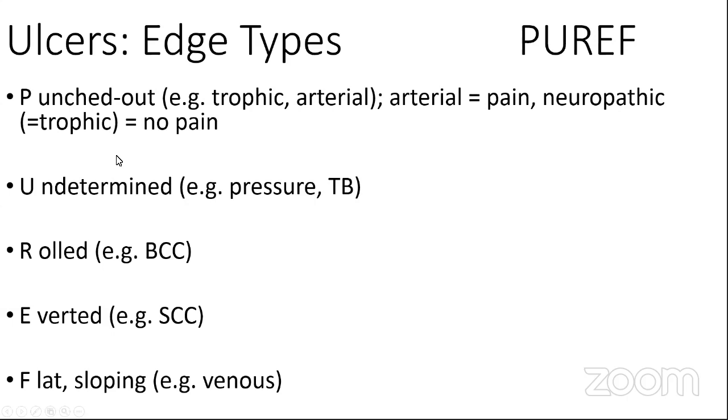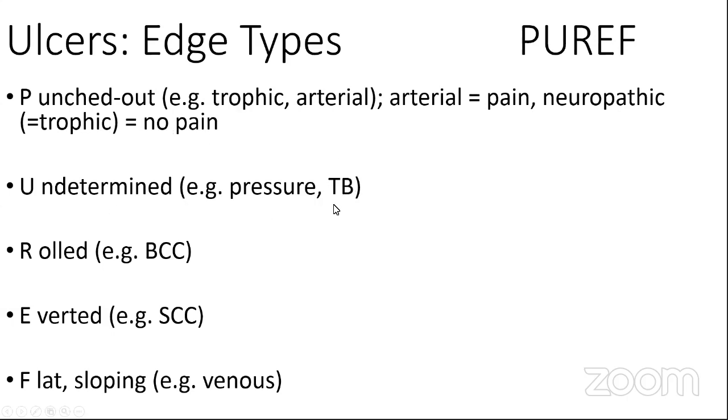So the mnemonic to remember the edge of the ulcer is PUREF. P stands for punched out, undermined, rolled, everted, flat or sloping. Is that clear? You must be very clear. Punched out is trophic ulcer, arterial ulcer. In arterial, there will be pain, whereas in trophic ulcer, there won't be pain.